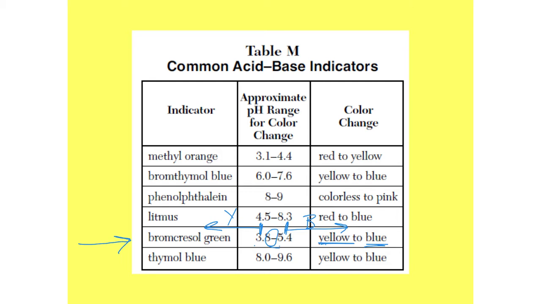All right, let's look at a different one. Let's look at methyl orange. Again, first number or less, it's the first color listed. So if the pH is 3.1 or less, it will turn red. If it is 4.4 or greater, it will turn yellow. If the pH was somewhere in between the 2, then it would be a mix of the 2. In this case, that would be orange.